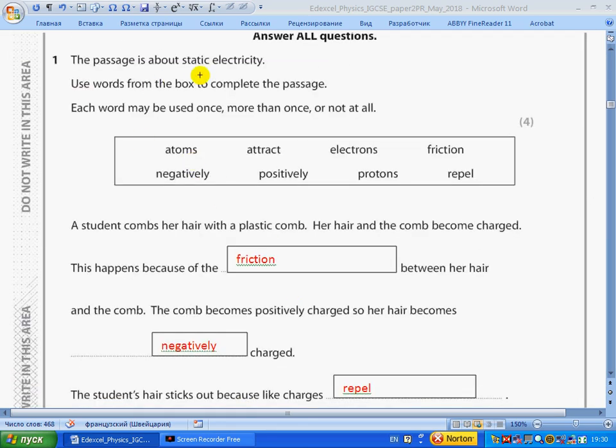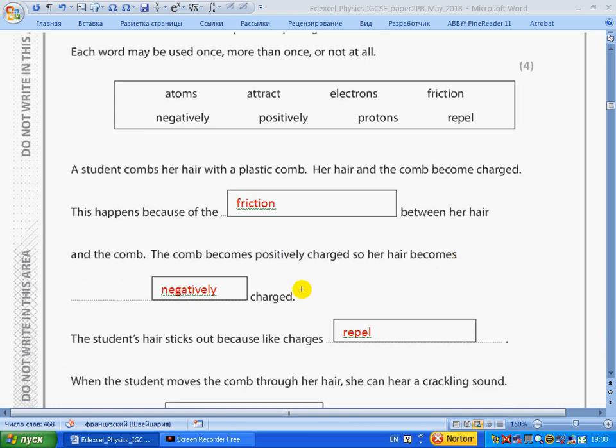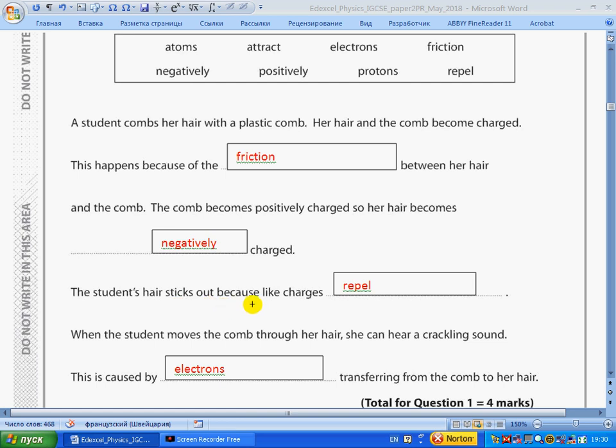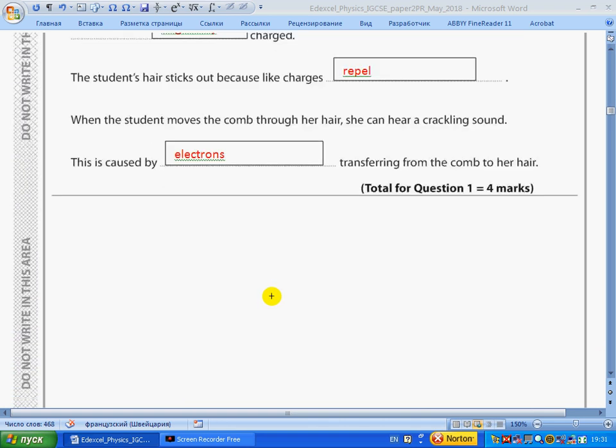Question 1. The passage is about static electricity. Use words from the box to complete the passage. Each word may be used once, more than once, or not at all. A student combs her hair with a plastic comb. Her hair and the comb become charged. This happens because of friction between her hair and the comb. The comb becomes positively charged, so her hair becomes negatively charged. The student's hair sticks out because like charges repel. When the student moves the comb through the hair, she can hear a cracking sound. This is caused by electrons transferring from comb to her hair.